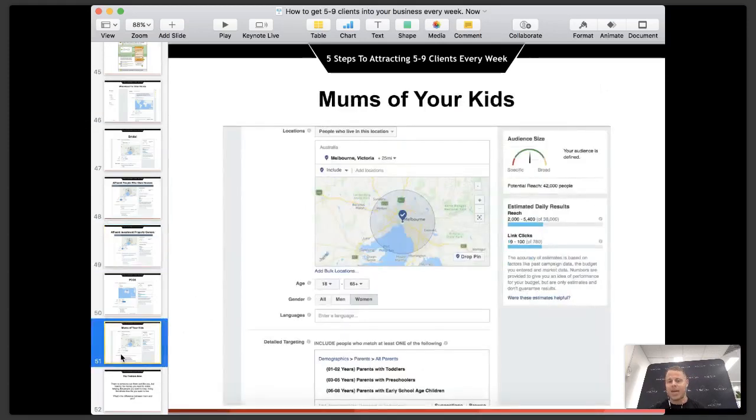What about mums of kids? Okay. So you have kids 1 to 2, 3 to 5, 6 to 8. In Melbourne, there's 42,000 mums right now. 42,000 mums who have kids under 8 years old. What can you market to them? How can you get them in?